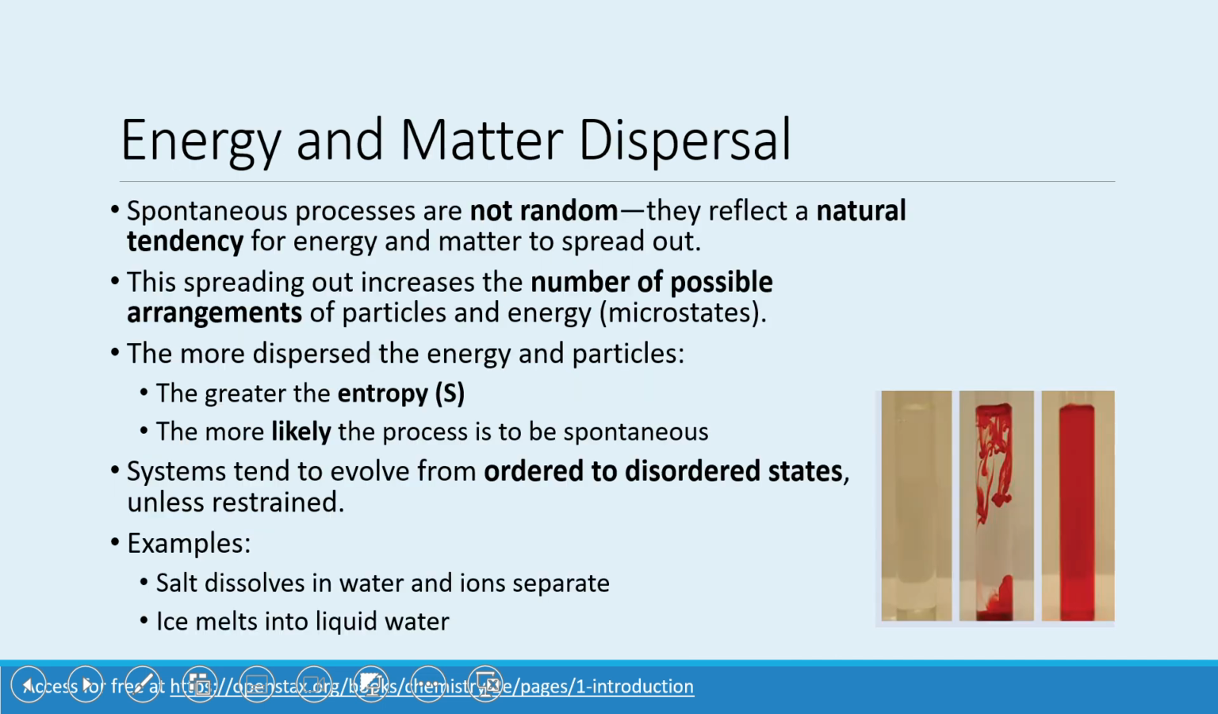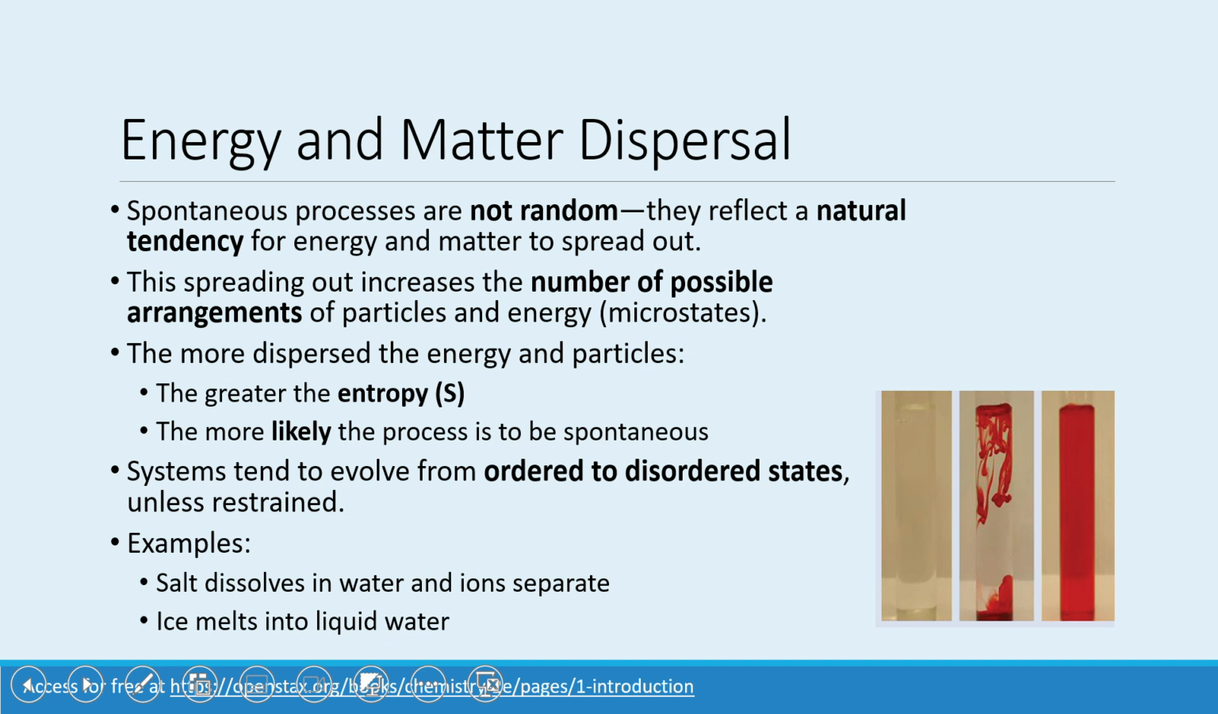So spontaneous processes are not random. They're going to reflect the natural tendency of matter to spread out. And this spreading out increases the number of possible arrangements of particles and energy, which we call microstates. And we'll talk more about that in just a moment. So a lot of this comes down to probability. The more dispersed the energy and particles, the greater entropy that you're going to have. And again, a positive change in entropy is going to be related to a spontaneous process.